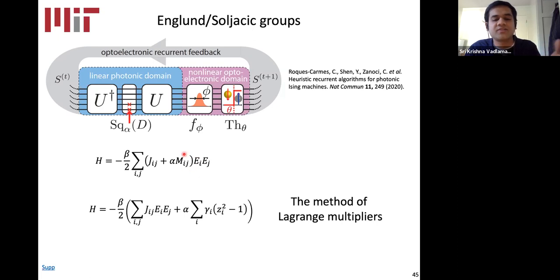You can rewrite E in terms of eigenvectors of M and J, and you can rewrite this function in this way. So you have some effective merit function, which is the sum of the Ising term, which is the first one, and some sort of Lagrange multiplier terms that follow. So when you analyze this method, it sort of boils down to a Lagrange multiplier method.